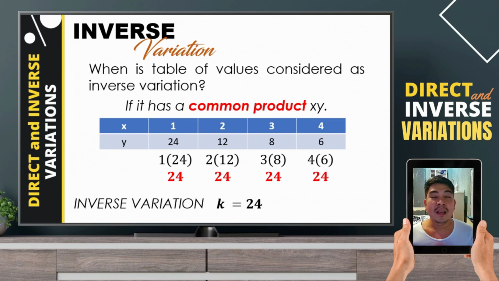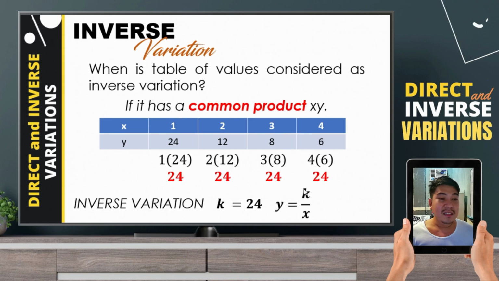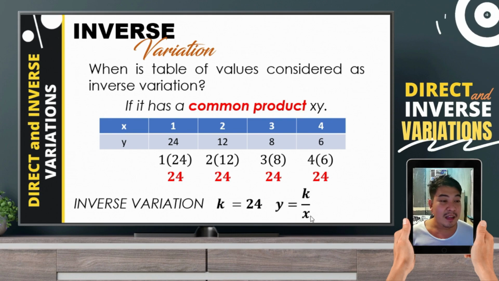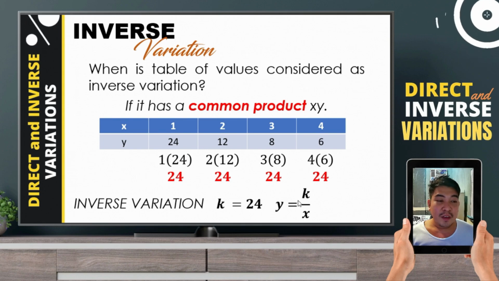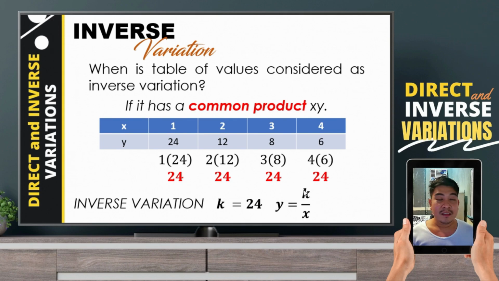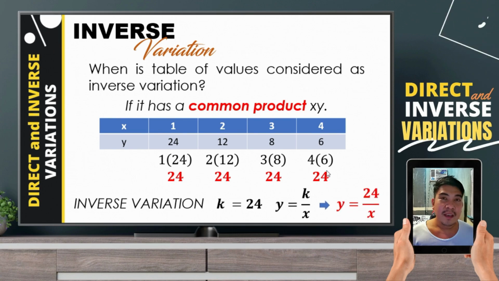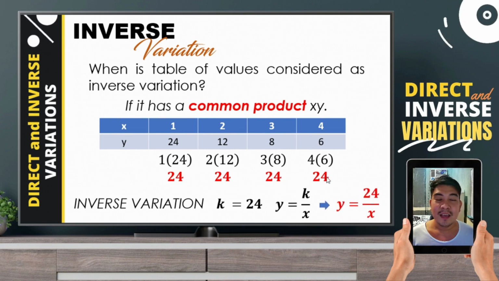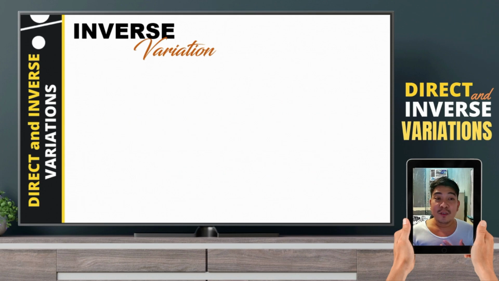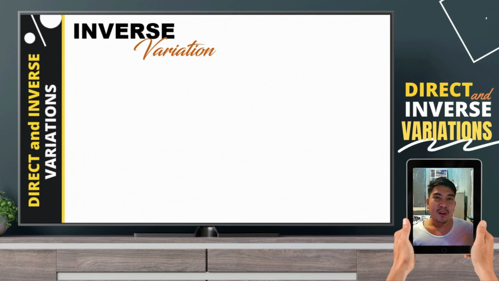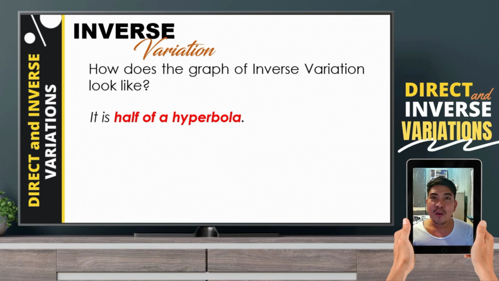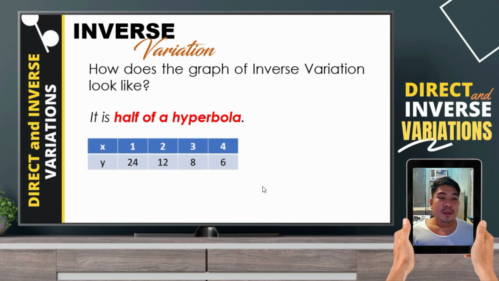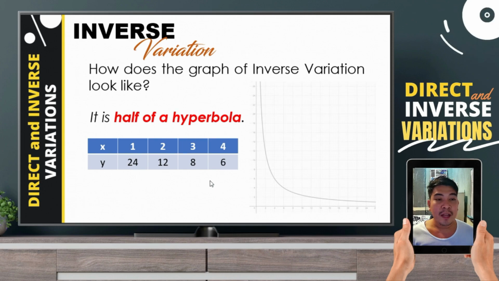So out of the standard inverse variation equation, y is equal to k over x na na-obtain natin kanina, therefore, the equation that will describe this table is obtained by substituting the value of k to this y is equal to k over x. So therefore, it will be y is equal to 24 over x. So ano naman ang itsura ng graph ng inverse variation? Kapag direct, part of a straight line coming from the origin. Pag naman inverse variation, it is half of a hyperbola. So, let us now graph this table of values.